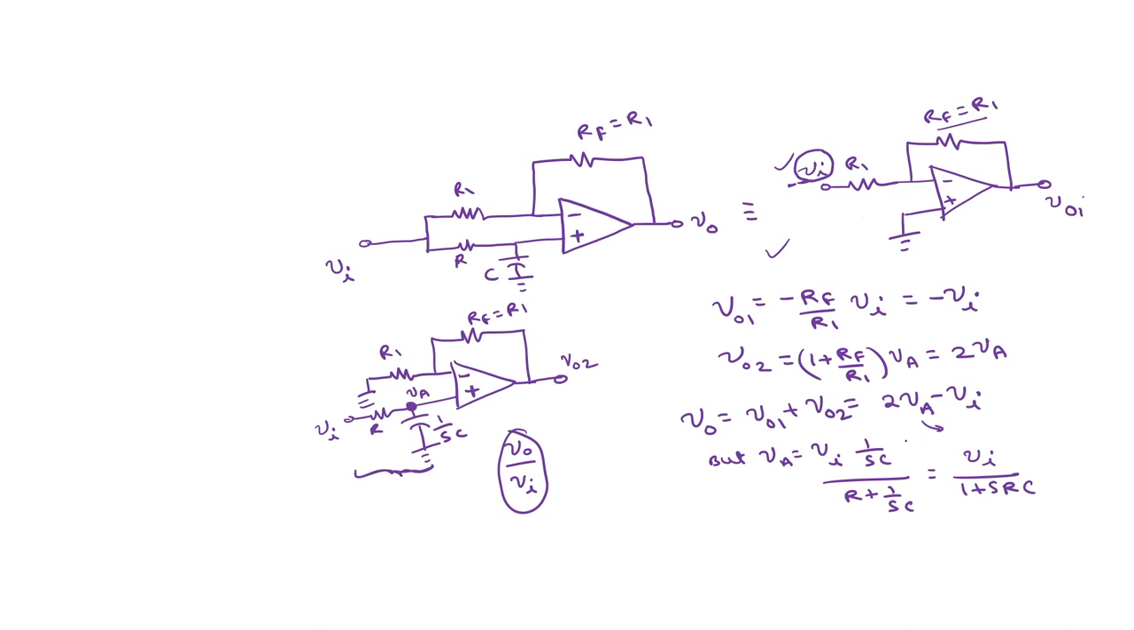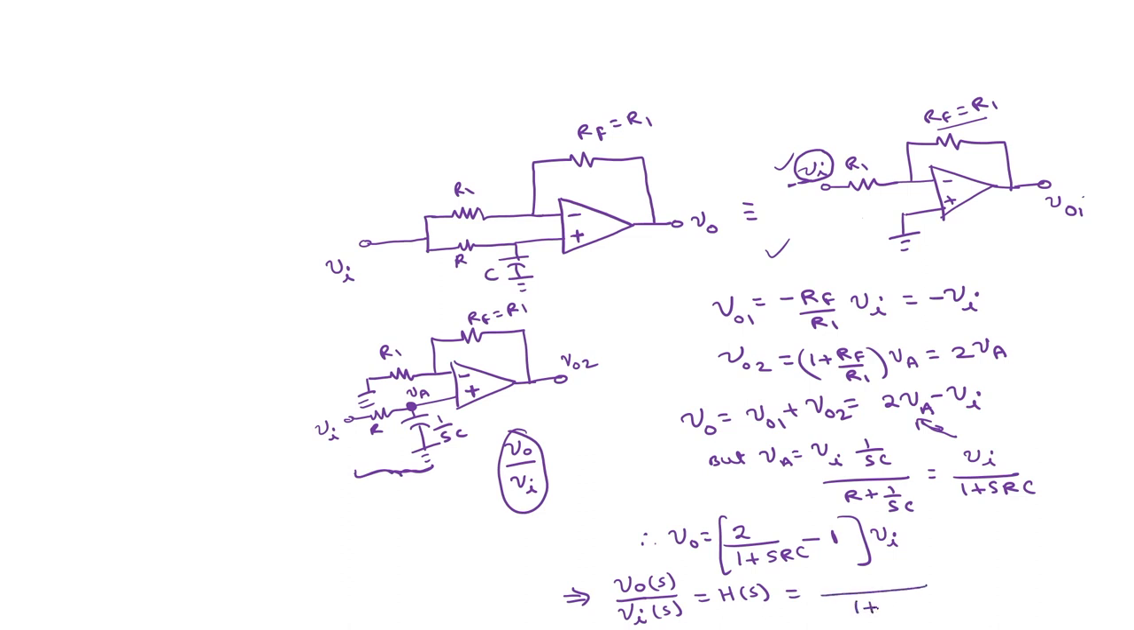If I substitute this here, therefore, V0 is equal to 2 by 1 plus SRC minus 1, this overall into VI. Which implies V0 by VI, which is the transfer function, which of course is a function of S, H of S. The transfer function of the all pass filter is equal to this, 1 plus SRC is LCM, so 2 minus 1 minus SRC. This is equal to 1 minus SRC by 1 plus SRC. This is the transfer function of all pass filter.